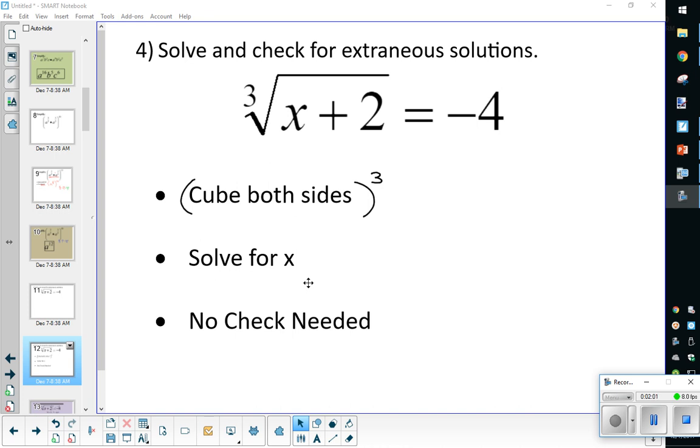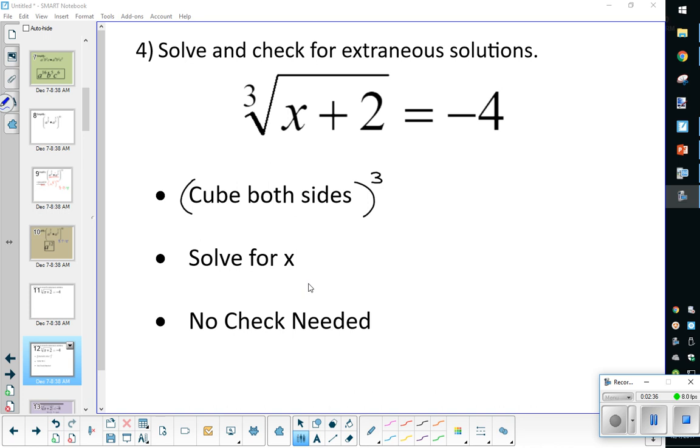Why do we not need to check this one? Not just that there's one answer. When do we have to check for extraneous solutions? When it's squared instead of cubed. Because when we square negative numbers, they always turn positive. If you cube a negative number, it's going to stay negative, and so it doesn't affect us the same way. So in this case, because it was a cube problem, you're not going to have to check this one. It's when we're squared that we need to check.